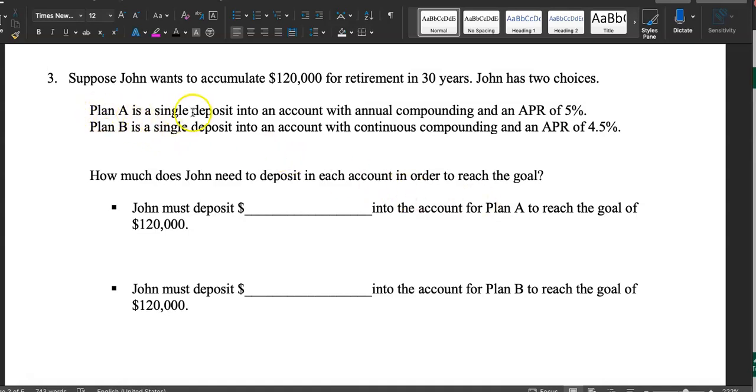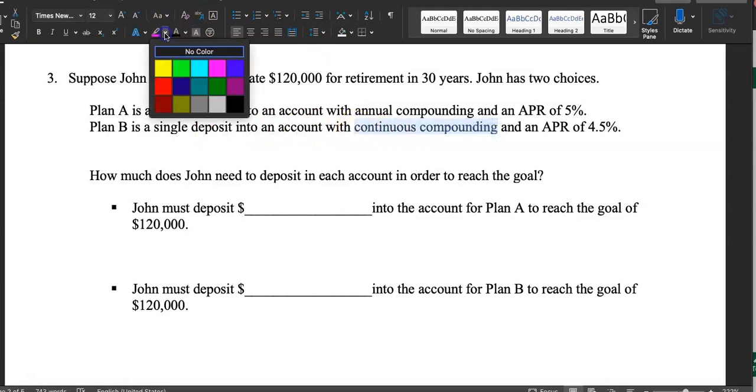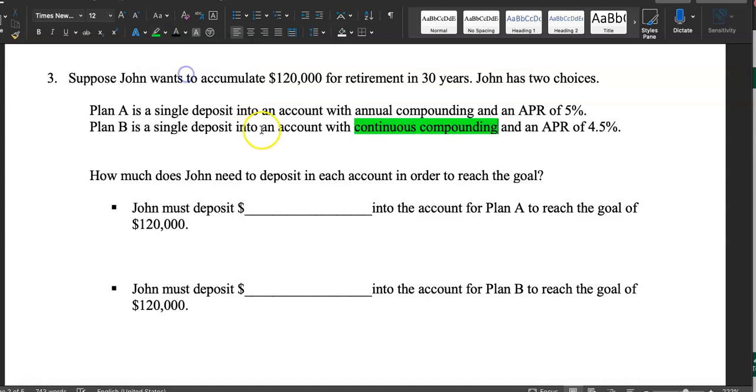Plan A is a single deposit into an account with annual compounding and an APR of 5%. The second one, Plan B, is a single deposit into an account with continuous compounding. Now, guys, I'm going to have to highlight this and tell you the bad news: we need to do this one by hand, okay?